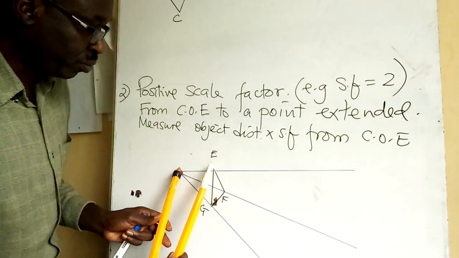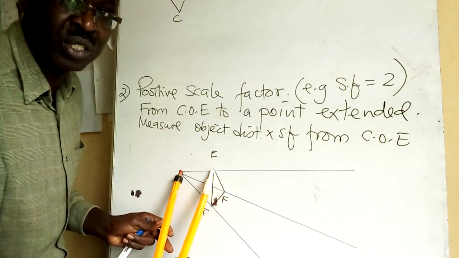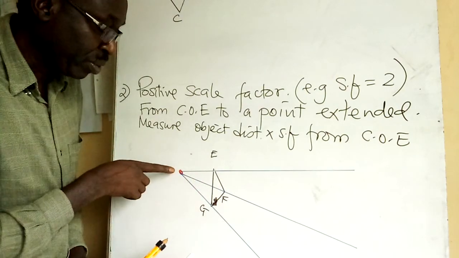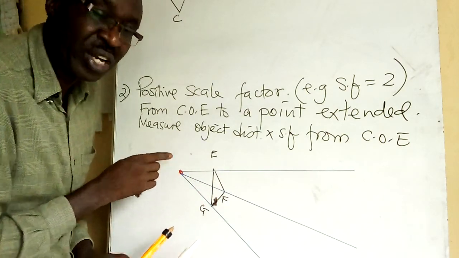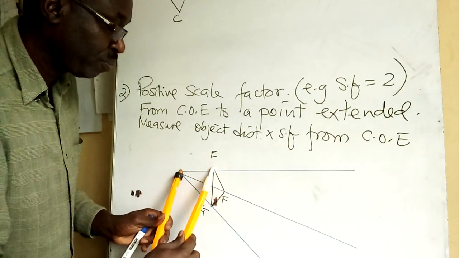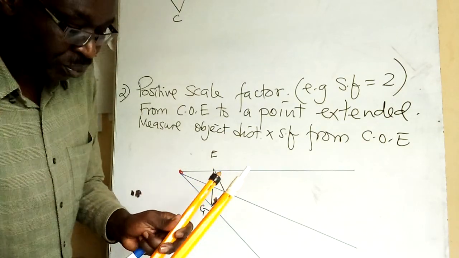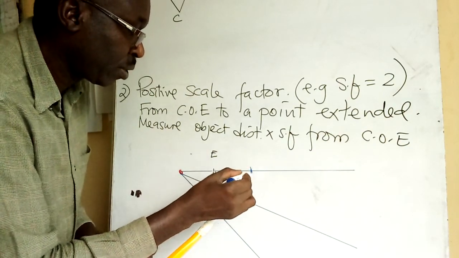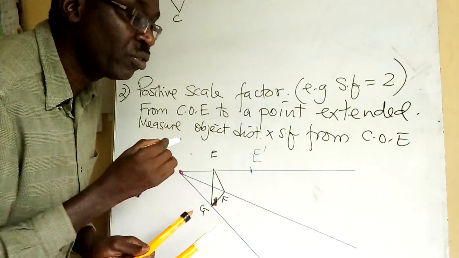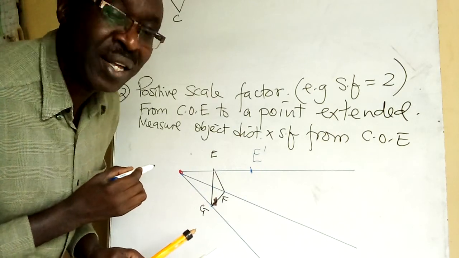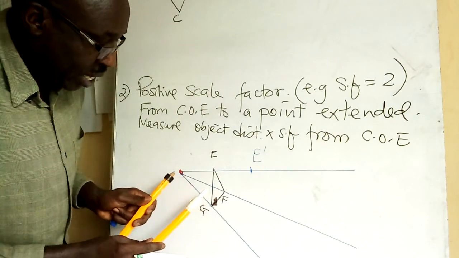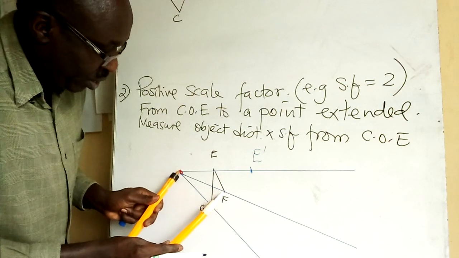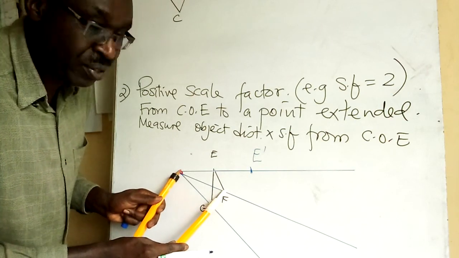So what do I do? From this, I do it. This is 1. Remember, all measurements must start from the center of enlargement. So this is 1, and then I come here, 2. So we put a mark 2 there. So this is our new position of E. Then I come to F. I extend there. That is my F.